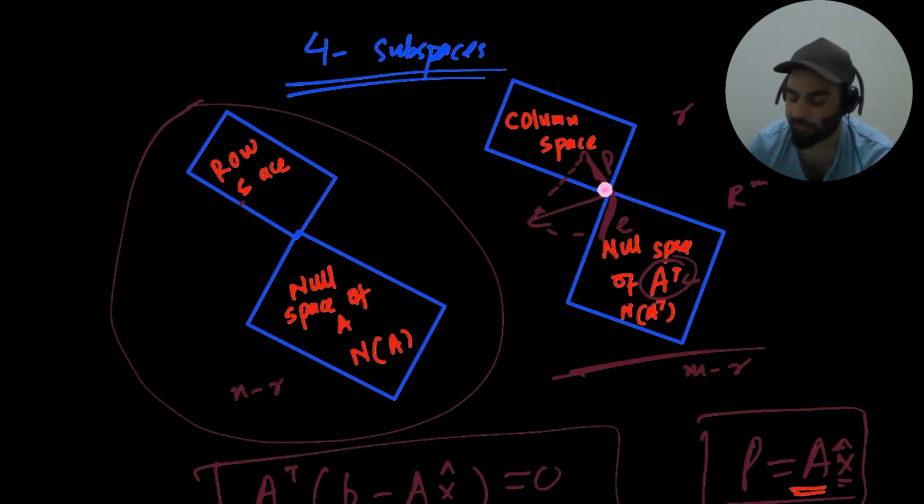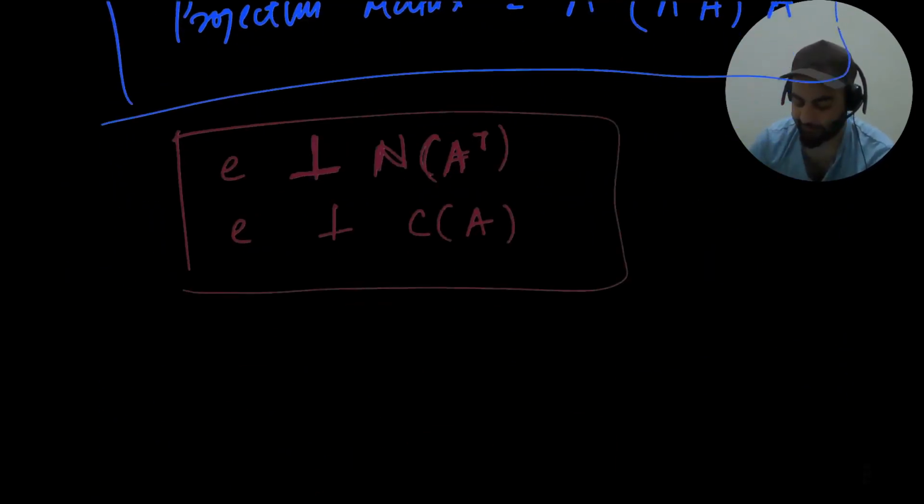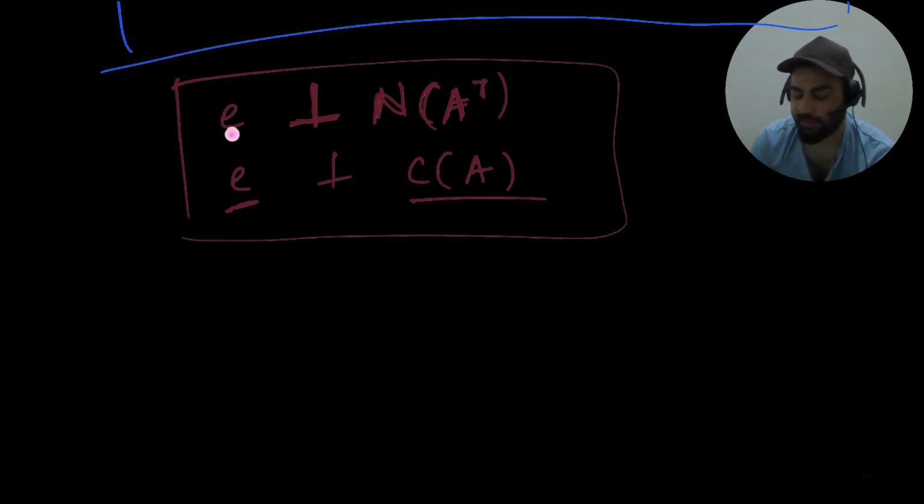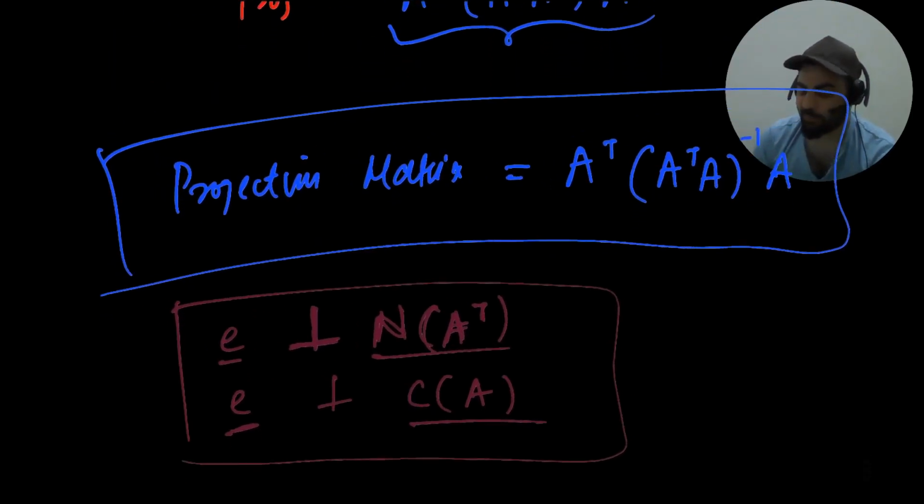And you know that this is perpendicular to the column space. That's what I have written here. This E is perpendicular to the column space, and this E belongs to the null space of A transpose. Is it clear? Sir, so can you ask me a question over here?